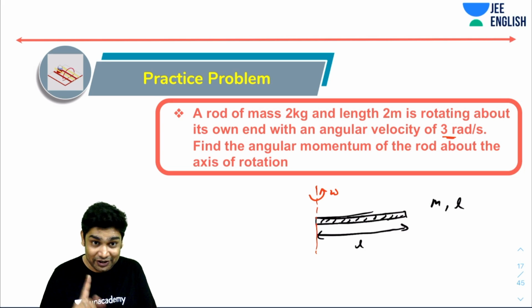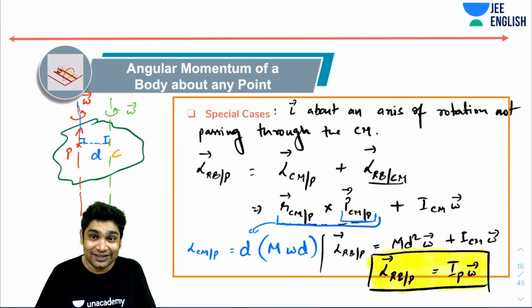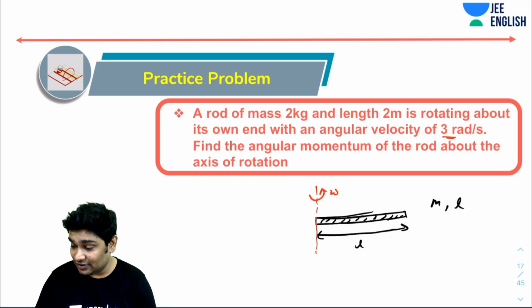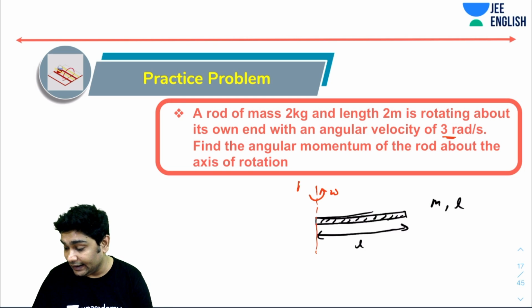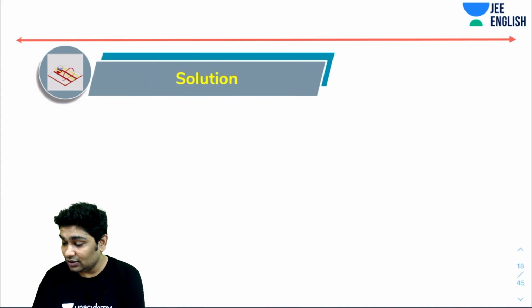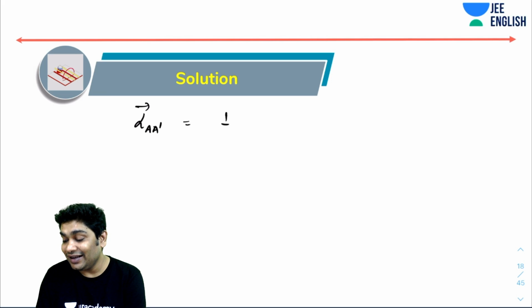It's very simple. All you needed to do was remember this one formula, that angular momentum of any rigid body about any axis passing through a point P is equal to the moment of inertia about the axis passing through P times omega vector. So here all you need to do is, this is the axis. Let's call this a dash. And what will be the angular momentum? Very easy, very simple to write. The angular momentum about a dash would be simply I a dash times omega vector.